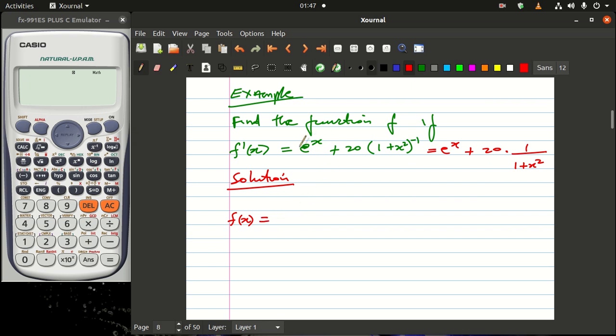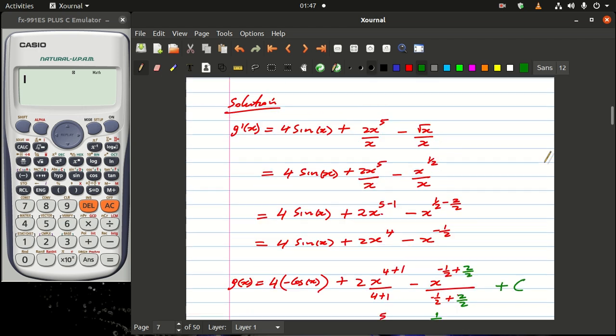In other words, the antiderivative of e to the power x is just going to be e to the power x. That one is still not gonna be changed. And then when it comes to this one, we're gonna keep the 20 as it is. And then what is the antiderivative of 1 over 1 plus x squared?